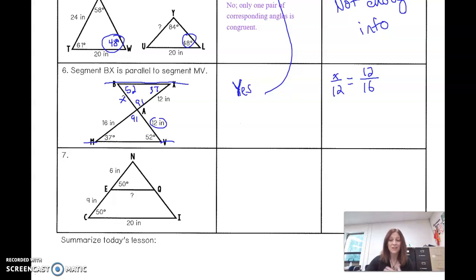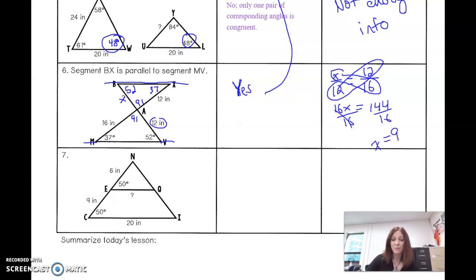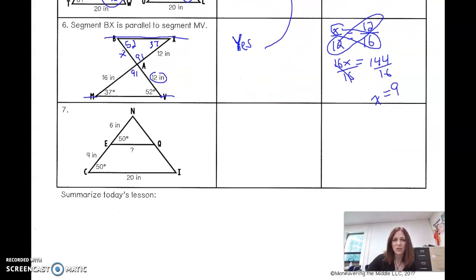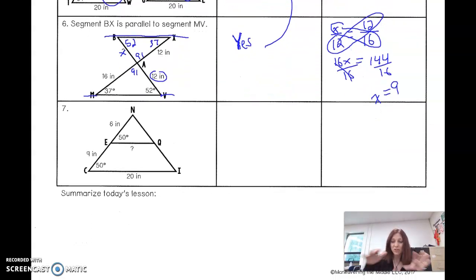Once you get to this point, guys, it's cross products. X times 16, or 16x, equals 12 times 12, which is 144. Divide both sides by 16, and we get x equals 9. Okay? Last one, pay close attention to this, okay? Because what I want you to do is take these two triangles apart. Here's what I mean.